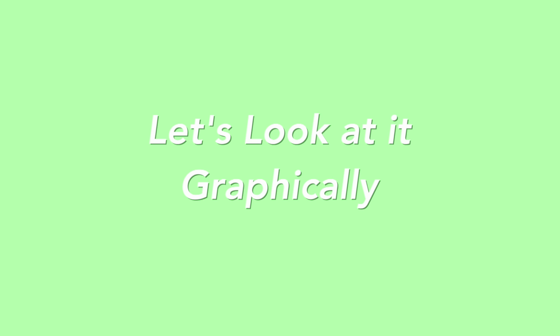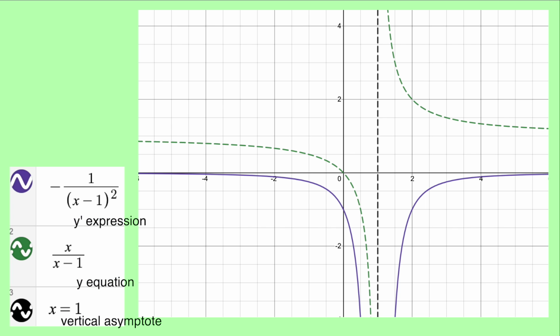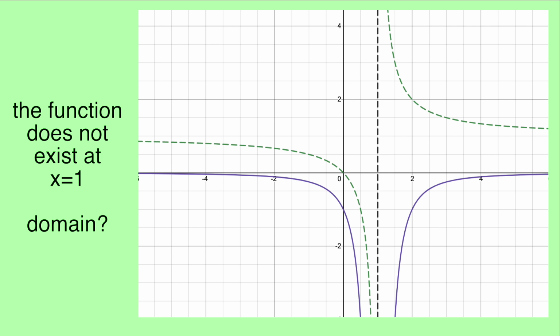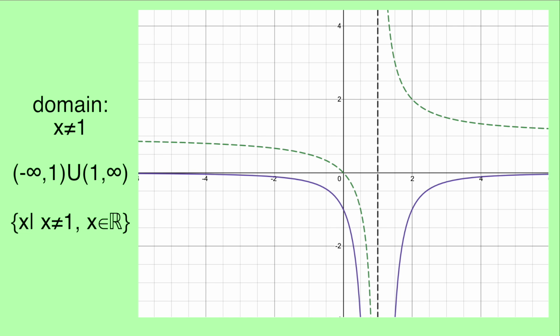Now for interest's sake, let's look at it graphically. So here graphed on Desmos is our y prime expression, y equation, and a vertical asymptote. What would the domain of this function be? For our y prime expression, the domain is x cannot equal 1.